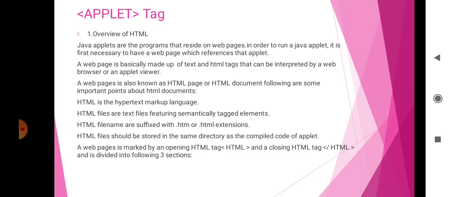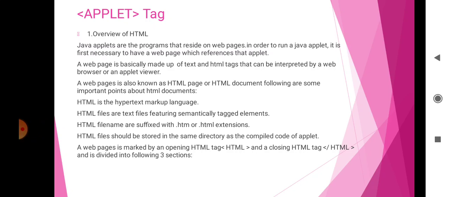Like Java source code, it can be prepared using any ASCII text editor. Here the Java applets are the programs that reside on the web pages. In order to run the Java applet, it is first necessary to have the web pages. A web page is also known as an HTML page or HTML document. Following are some important points about HTML documents.